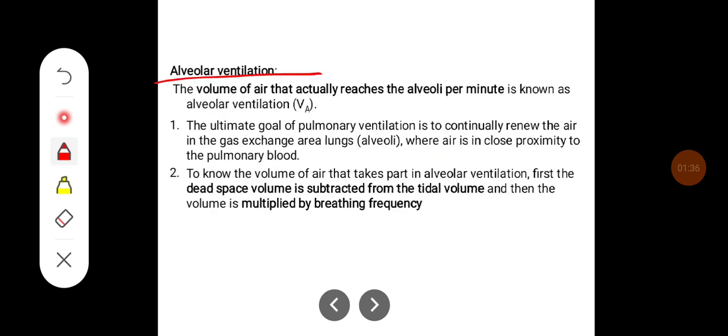Alveolar ventilation. The volume of air that actually reaches the alveoli per minute is called alveolar ventilation. It is denoted by VA. The ultimate goal of pulmonary ventilation is to continually renew the air in the gas exchange area of the lungs, that is the alveoli, where air is in close proximity to pulmonary blood. To know the volume of air that takes part in alveolar ventilation, first the dead space volume is subtracted from the tidal volume and then the result is multiplied by breathing frequency.